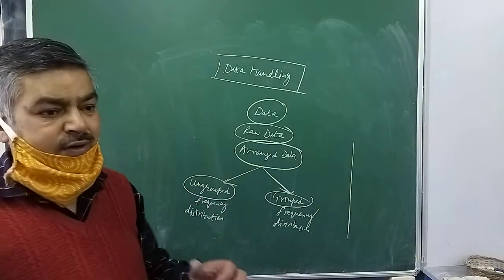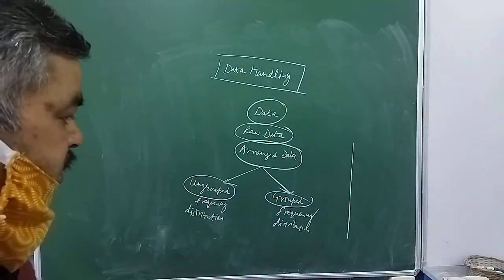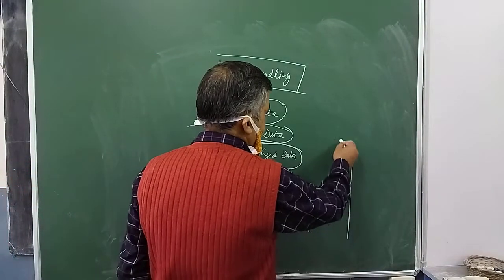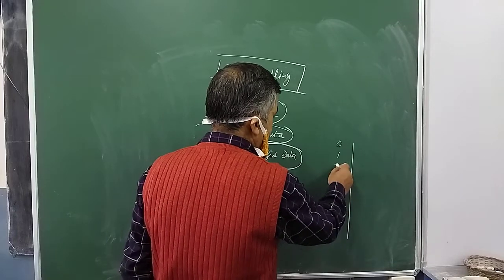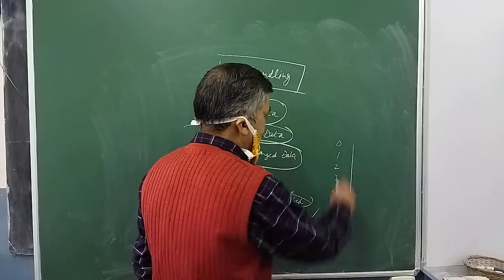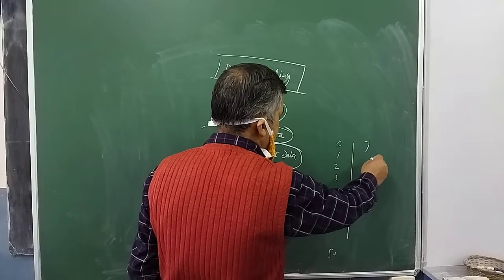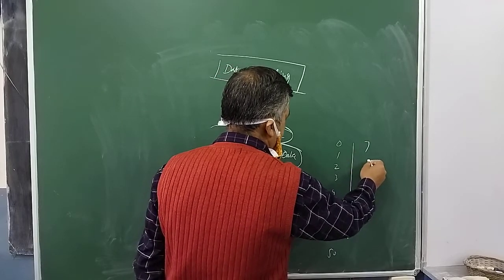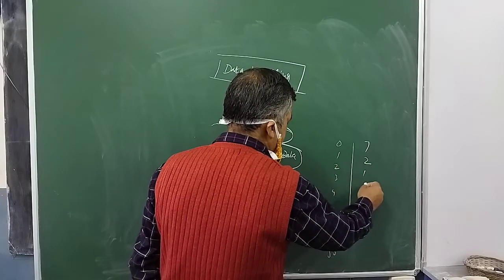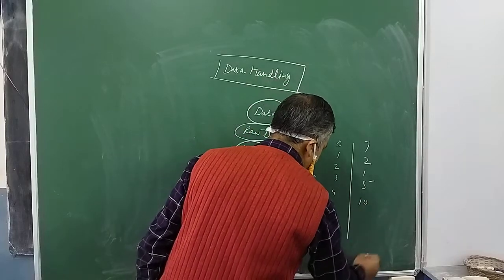Now suppose I have conducted a test of mathematics in a class of 50 students. I have written the marks, like 0 mark is there, 1 is there, 2 is there, 3 is there, and so on up to 50. Now how many students scored 0? So I said 7. How many students scored 1? Suppose those were 2 only. How many students scored 2? There was 1. How many students scored 4? There were 5. 4 was 10, and so on up to 50.